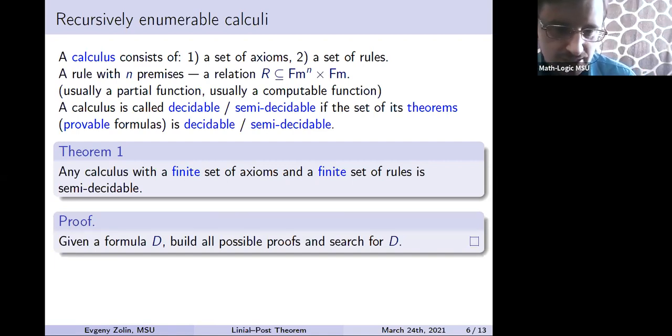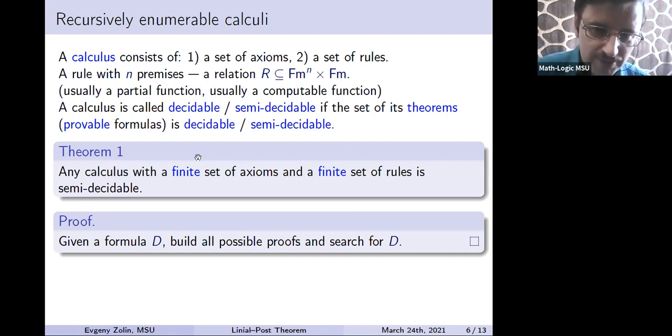This is easier. If we have an input formula D, how can we check that D is a theorem? We can simply build proofs one by one, proofs with length 1, proofs with length 2, and so on until we obtain our formula D. If we obtain our formula D, then we stop and say yes. If we didn't obtain our formula D, we simply build proofs again and again. So the process will be infinite. So in general, we obtain only semi-decidable sets of theorems.